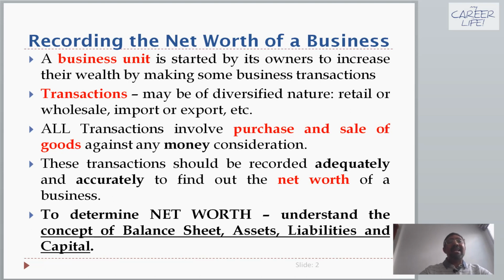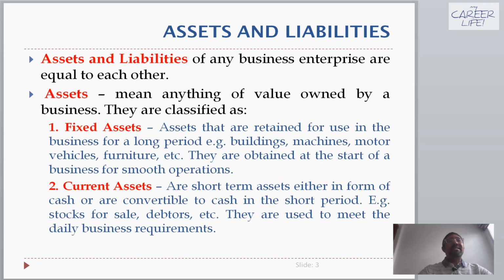as well as the items that go into the balance sheet, which is the assets and liabilities of this particular business. We start with the assets and liabilities. Assets and liabilities of any business enterprise should be equal to each other. We first look at what assets are, then we are going to look at what the liabilities are for any business. Assets here, we mean anything of value that is owned by a business. Anything that a business possesses and has value, then they are classified as assets.